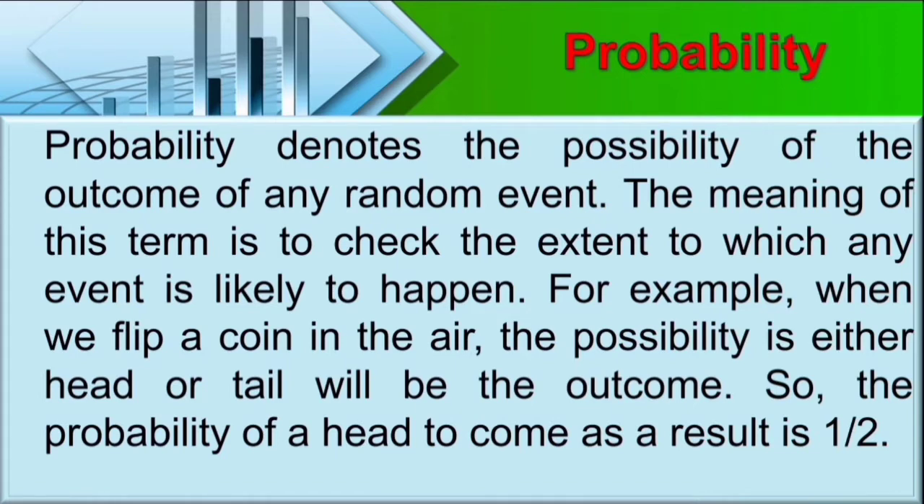Probability. Probability denotes the possibility of the outcome of any random event. The meaning of this term is to check the extent to which any event is likely to happen. For example, when we flip a coin in the air, the possibility is either head or tail will be the outcome. So the probability of a head to come as a result is 1 over 2.